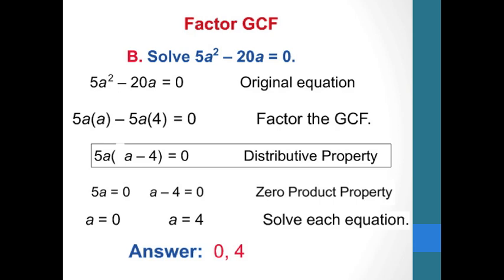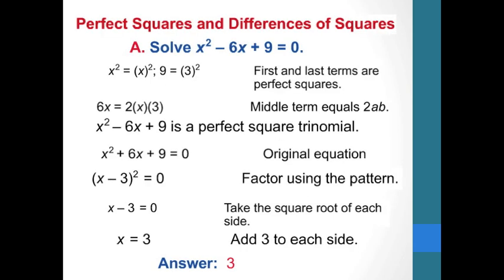Another concept of factoring is perfect squares and difference of squares. You just notice the first term x squared and the last term 9 are both perfect squares. When that happens, you can square root them, and you end up with x minus 3. The minus comes from the term itself where it says x squared minus 6x, the middle term. And then with those two you can do the zero product property.